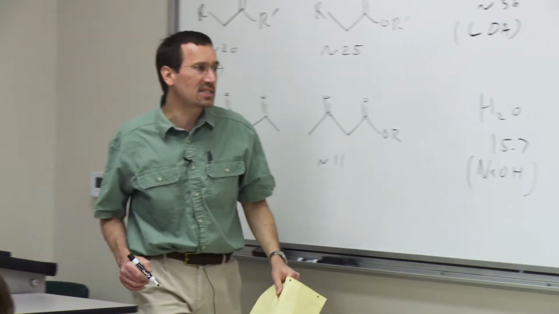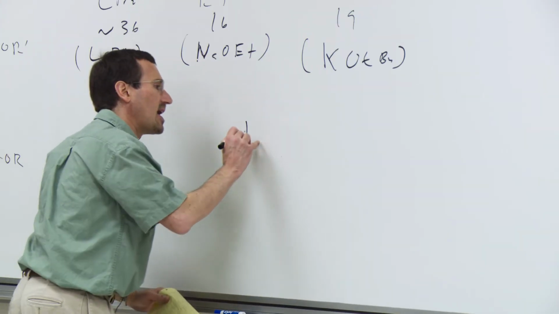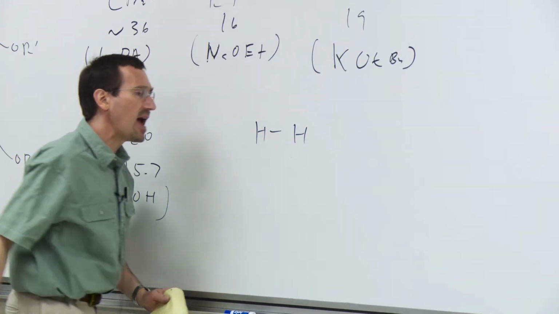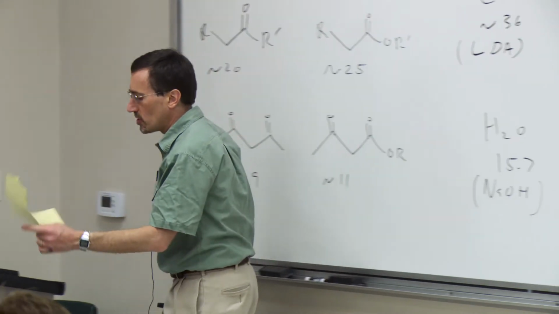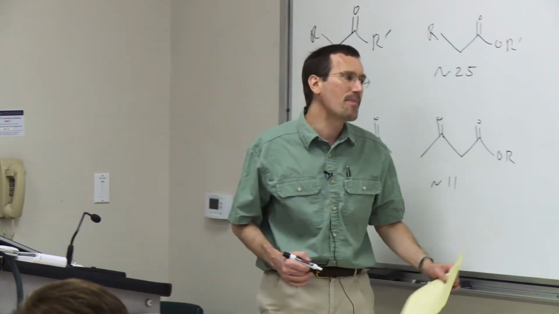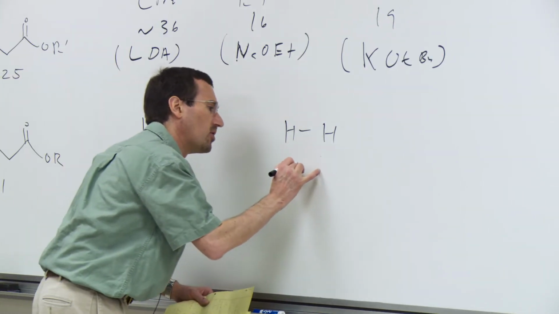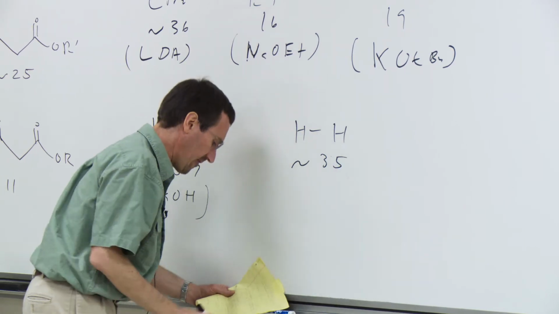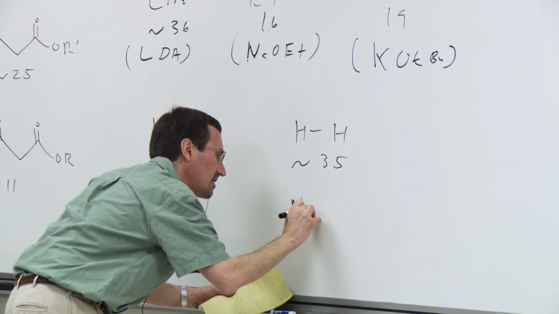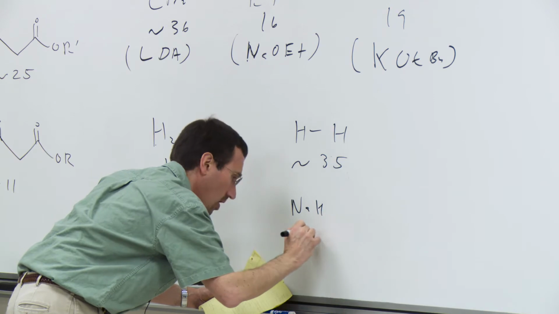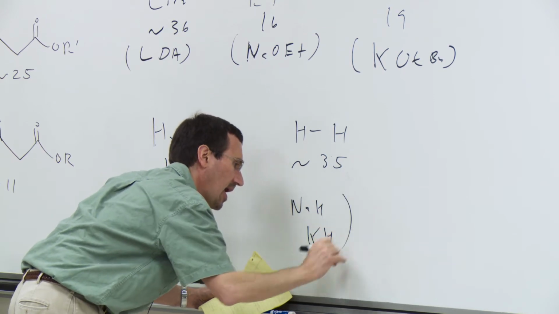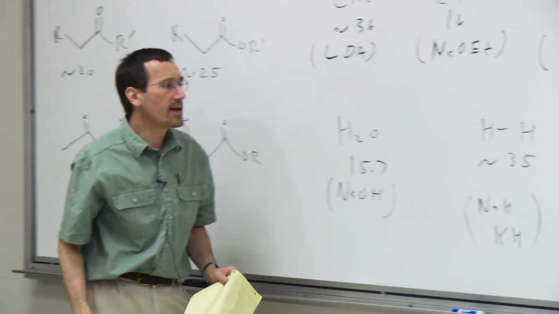One more classic base is sodium and potassium hydride. Now, the pKa of hydrogen is a little bit dicey, but about 35 would be a good number for the pKa of hydrogen. And as I said, the bases are sodium hydride or potassium hydride as go-to bases.